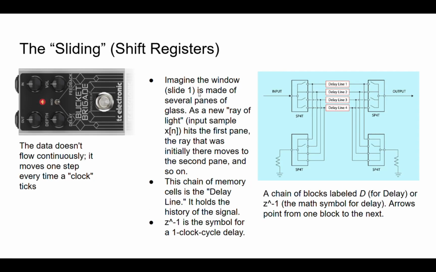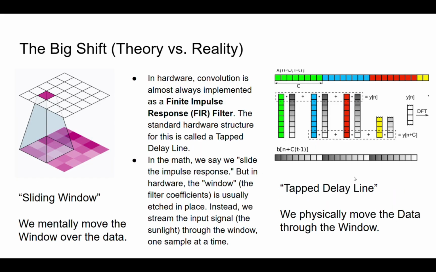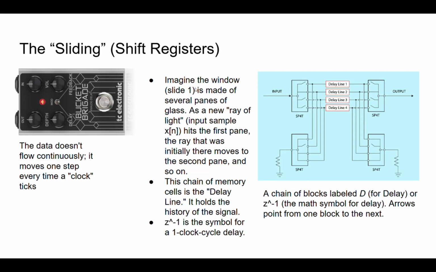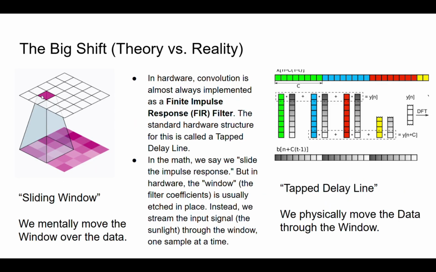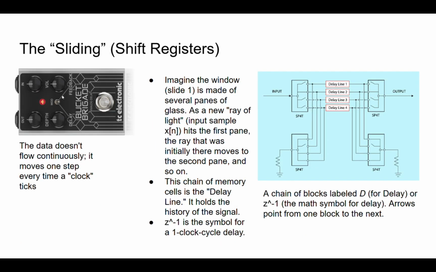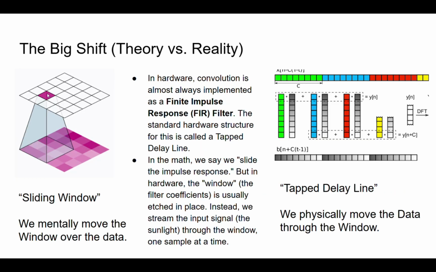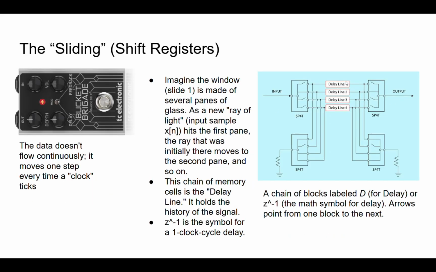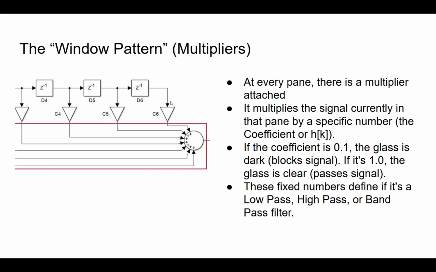So it's called the shift registers. And basically, this is an example of what we just went over, the tap delay line. So as we can see, imagine the window here is made of several panes of glass, and as an input, let's say this pink square here, as input hits the pane, the ray that was initially hit moves to the second pane, and then keeps going in succession and transfers data. So we can see this here. It causes a delay, which is why it's called a 1 clock cycle delay, and we use this symbol z^-1 here. But ultimately, these delay lines transfer data over and keep it going in succession to get an output given any n. And this is just a real-world example of a shift register.